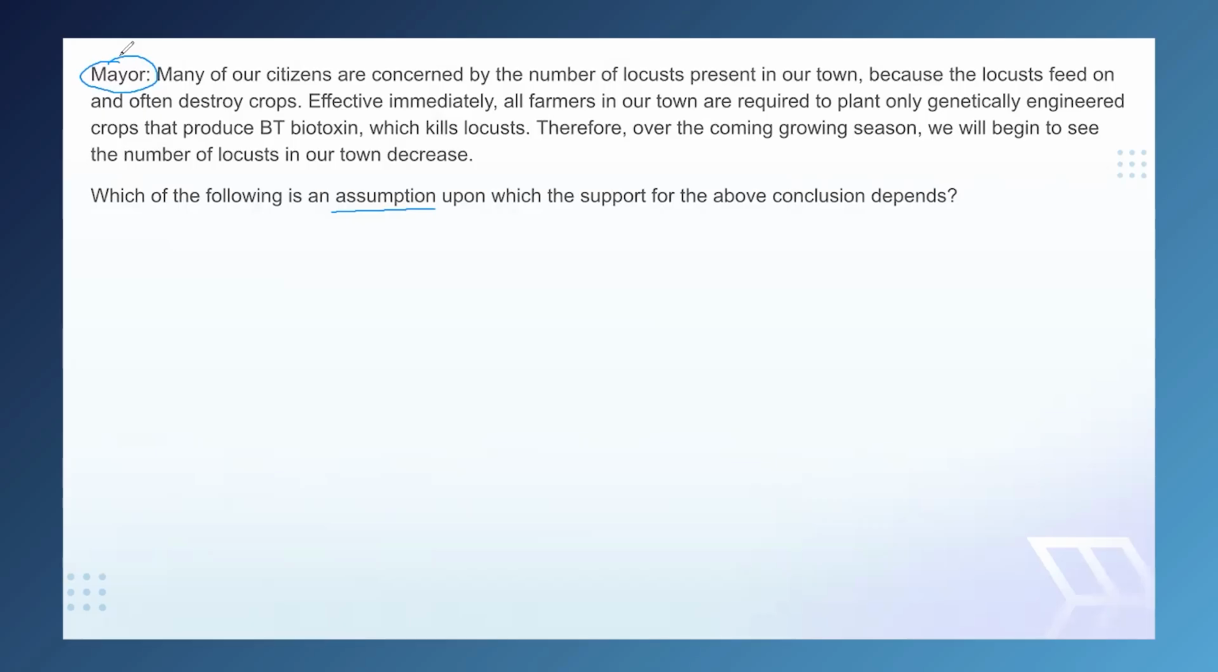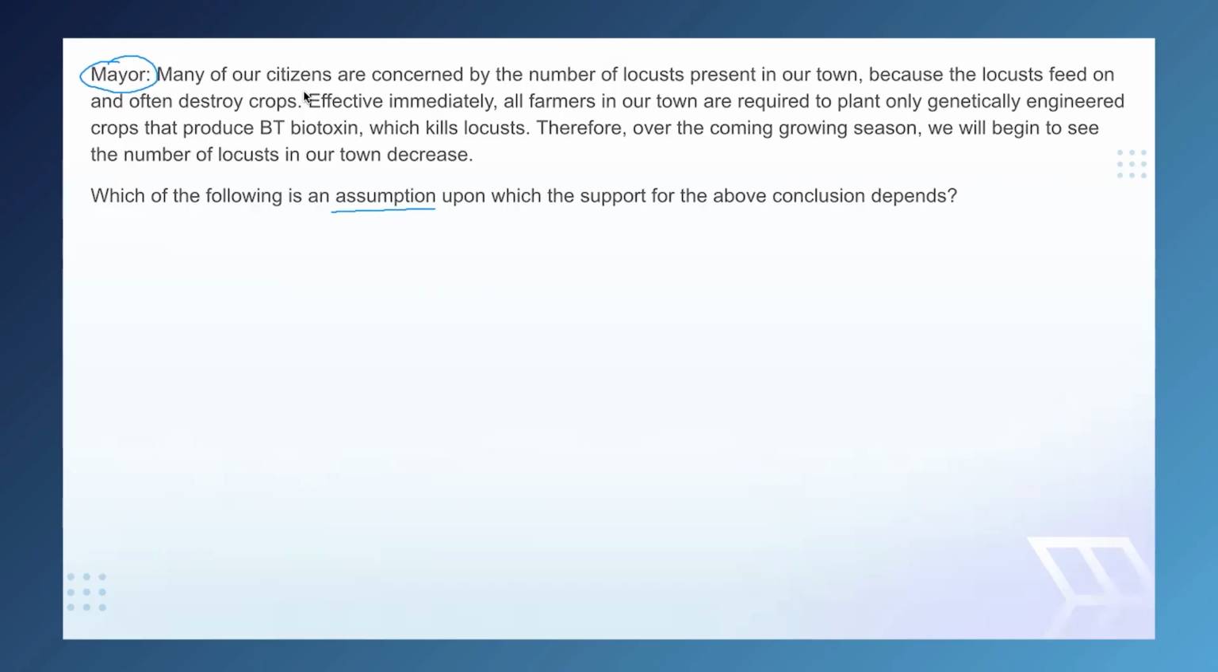And just like in other critical reasoning arguments, that idea that the plan will achieve its goal is flawed. So we are still looking for the flaw. We are still breaking down the argument. It is just a slight variation on this. This makes this problem a little bit harder than the last one. Okay. Jumping in, many of our citizens are concerned by the number of locusts present in our town because the locusts feed on and often destroy crops.